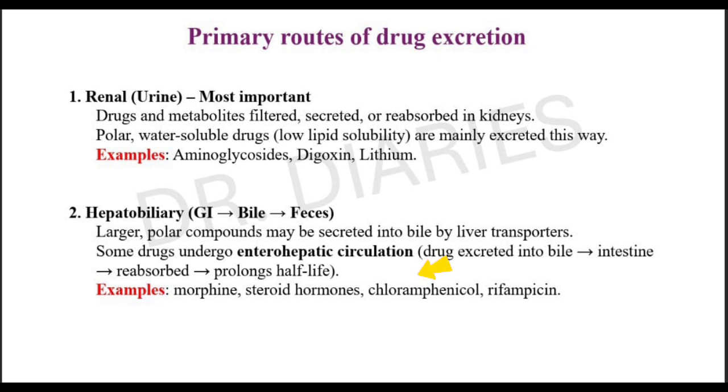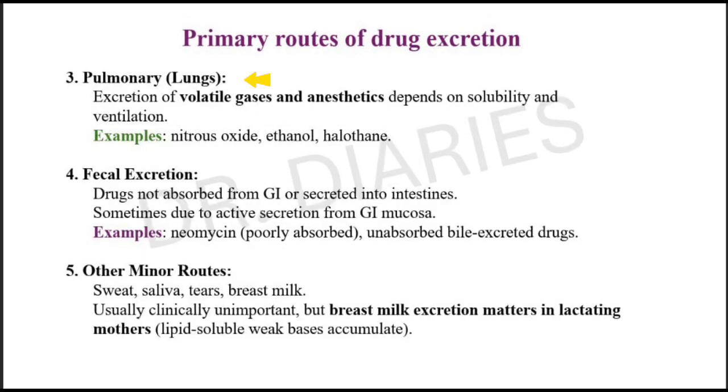Examples: morphine, steroid hormones, chloramphenicol, rifampicin. Pulmonary, lungs: excretion of volatile gases and anesthetics depends on solubility and ventilation. Examples: nitrous oxide, ethanol, halothane. Fecal excretion: drugs not absorbed from the GI tract or secreted into intestines, sometimes due to active secretion from GI mucosa. Examples: neomycin, poorly absorbed, unabsorbed bile-excreted drugs.